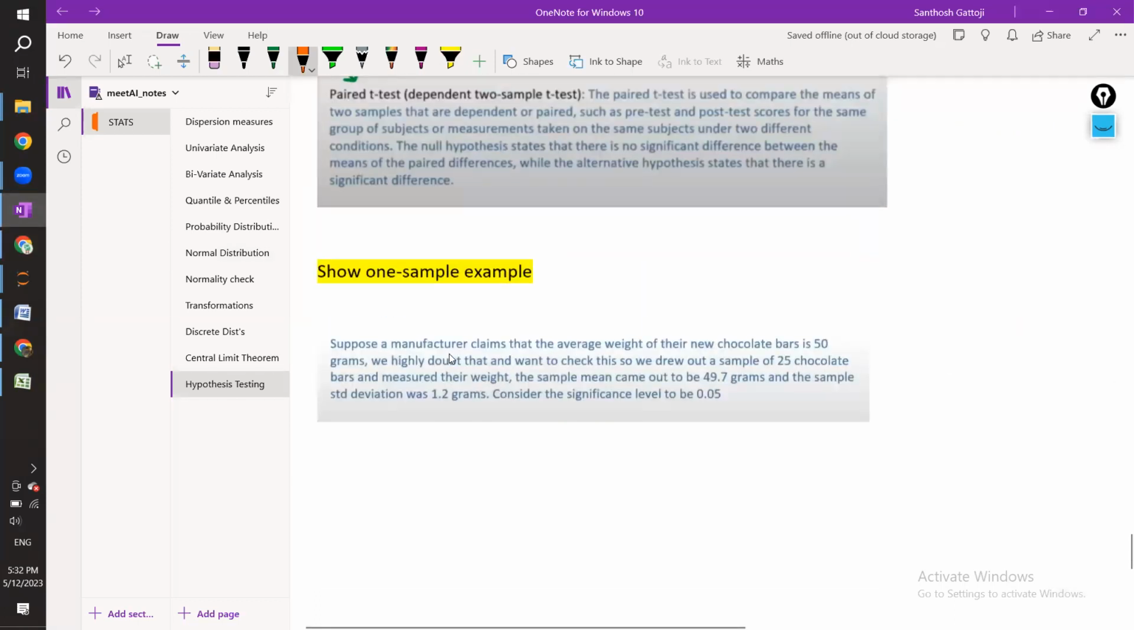Suppose a manufacturer claims that the average weight of their new chocolate bar is 50 grams. A new chocolate manufacturer is saying he has manufactured a new chocolate bar and its weight is 50 grams. We highly doubt that and we want to check this. So we draw a sample of 25 and measure their weight. The sample mean comes out to be 49.7, and the sample standard deviation is 1.2. Consider the significance level of 0.05.